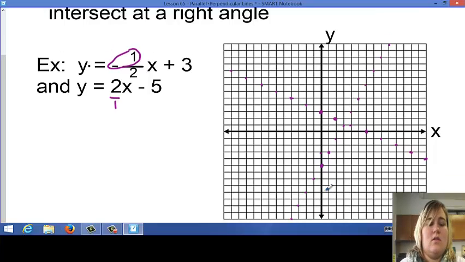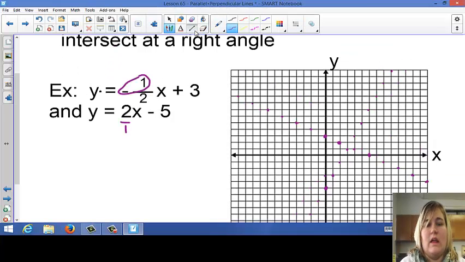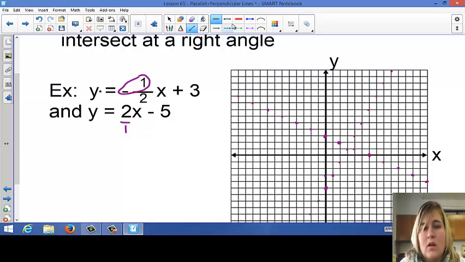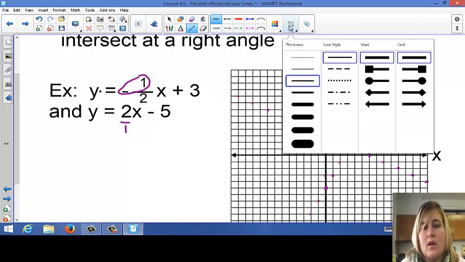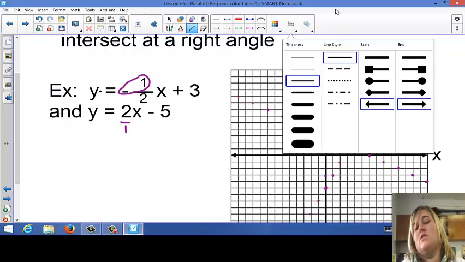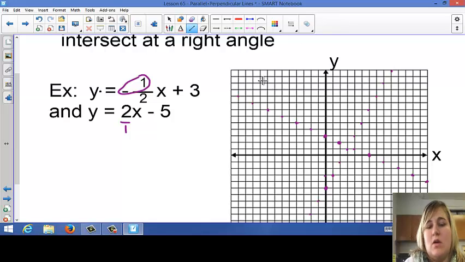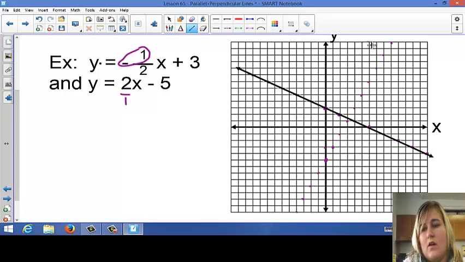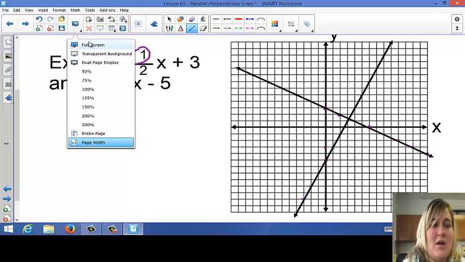Alright, so now I'm going to use my line tool here, and I prefer to be correct and have the arrows go both directions because it's a line, it's going to continue on, and I'm going to go from this point through all of those points, and for the other line I go from here through all of those points, so that I have a much better graph than what I showed you when I did it by hand on the parallel lines.